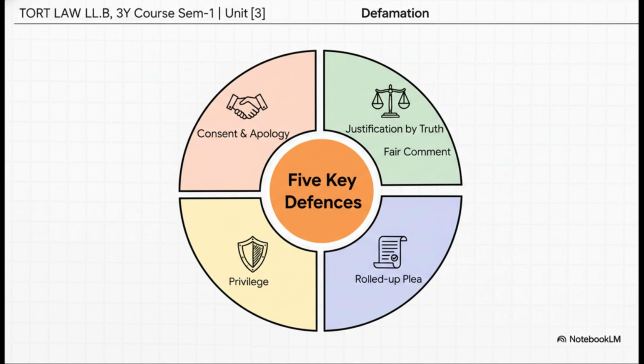Second is fair comment on a matter of public interest. Third is the rolled-up plea, a technical defense combining truth and fair comment. Fourth is privilege, which can be absolute or qualified. Finally, the defenses of consent and apology may also be available.